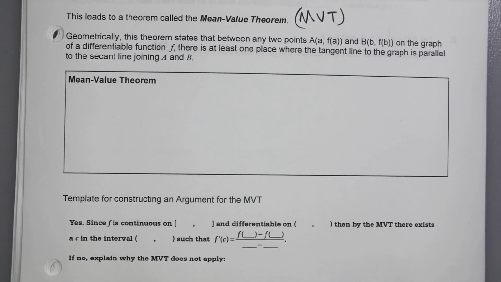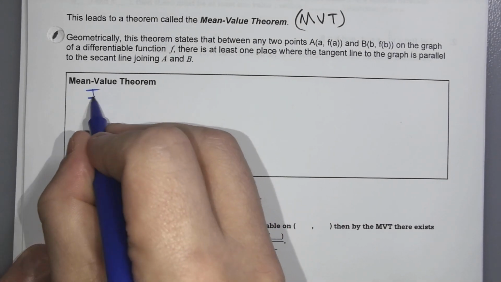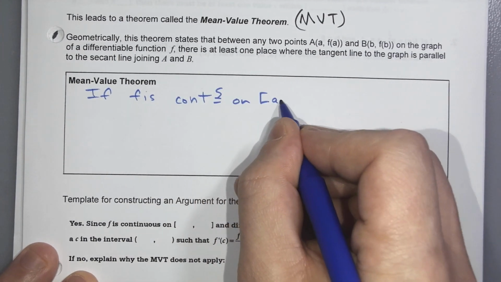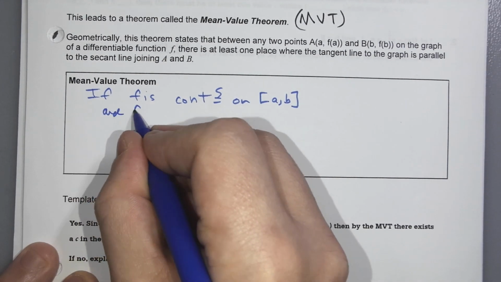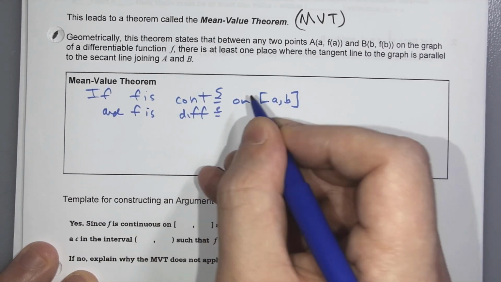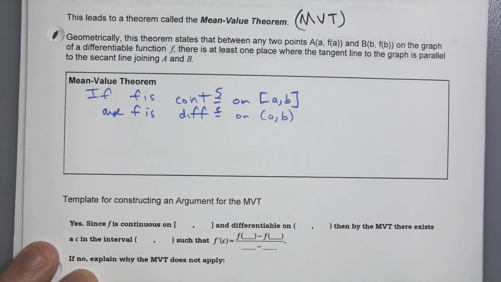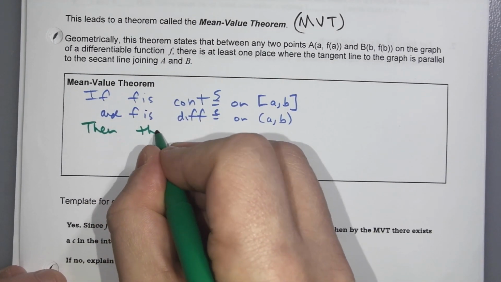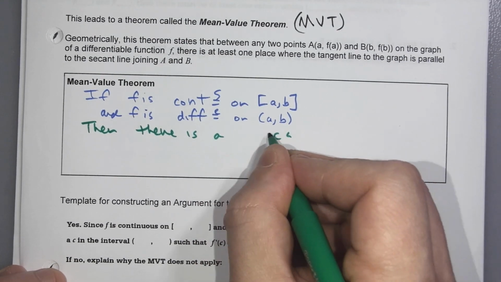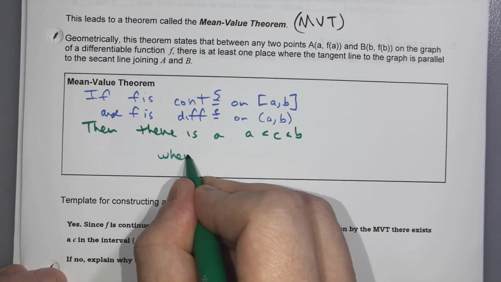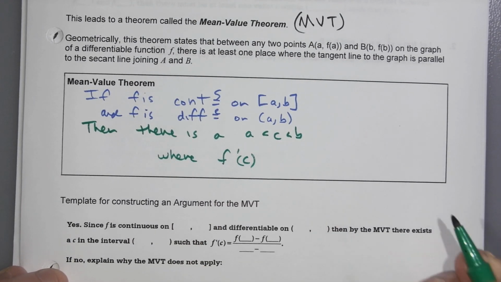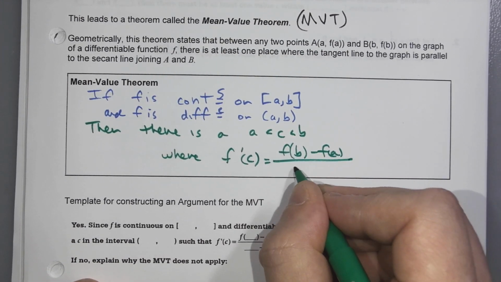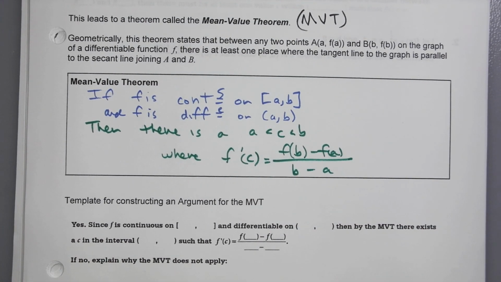And what the mean value theorem says is that if f is continuous on a closed interval and f is smooth, is differentiable on the corresponding open interval, if those two conditions hold, then there is a C located between A and B where the slope of the tangent line at C, f prime of C, can be made equal to the slope of the secant line between the endpoints on the interval, f of B minus f of A over B minus A.